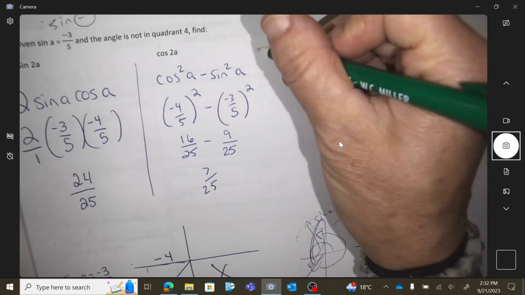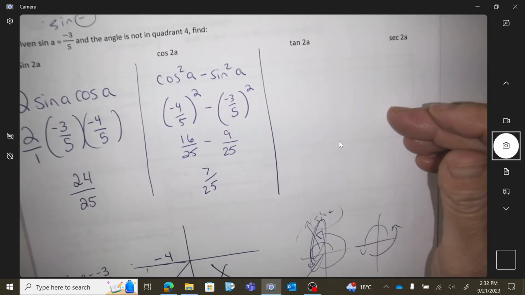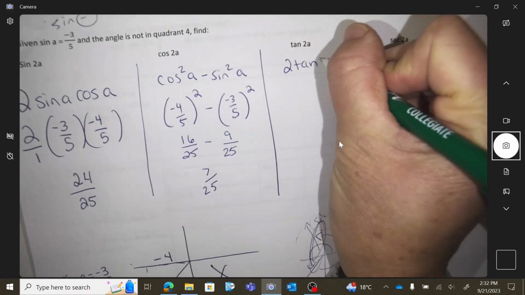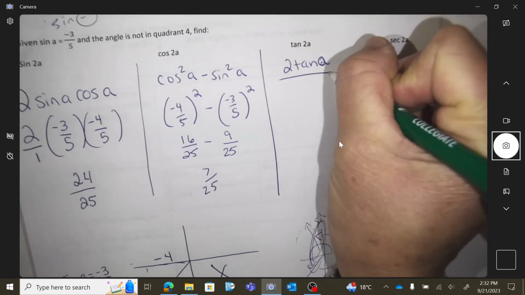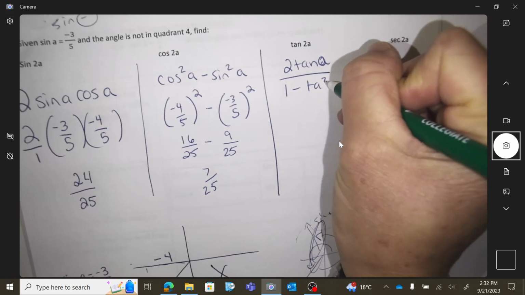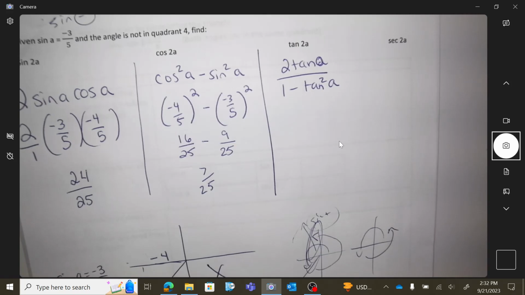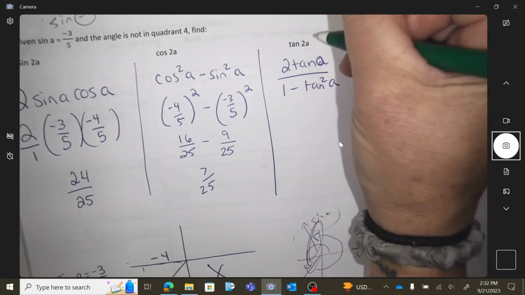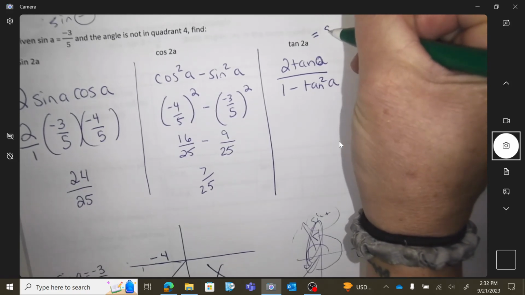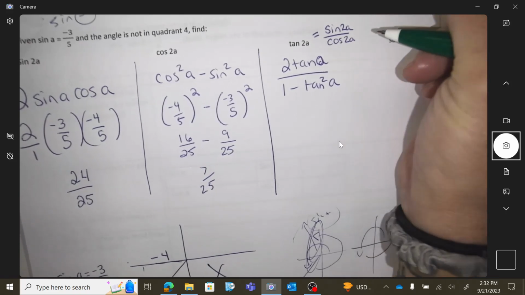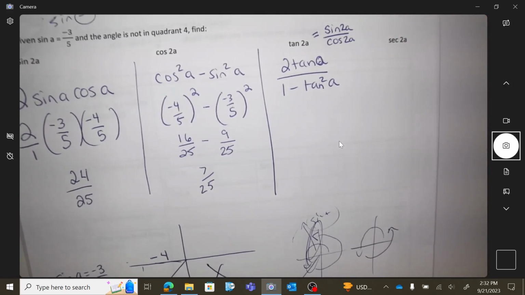Okay, tan 2a. Now you have 2 options. Option 1 is that you could do this formula. That's option 1. Option 2 is that you could do sine 2a divided by cos 2a. Those are your 2 options. Okay?